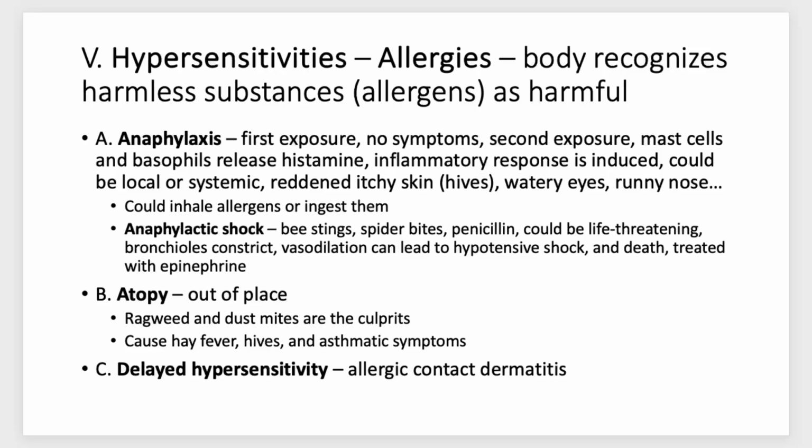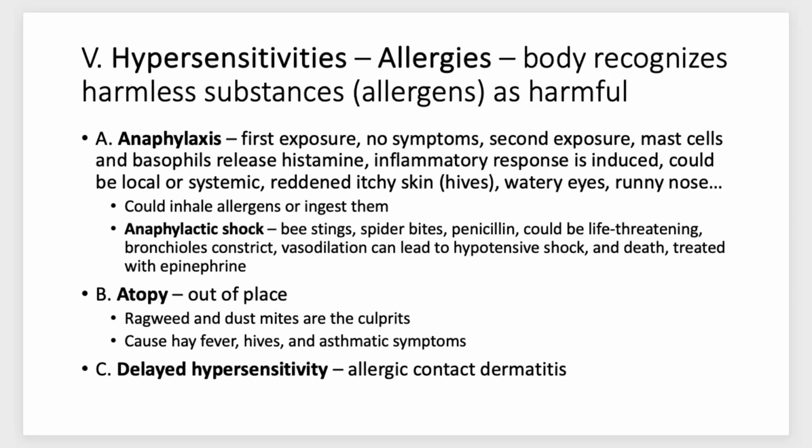So then the second exposure, your mast cells, basophils, they're going to release histamine. You get this inflammatory response. It could be localized to that area, or it could be system-wide. You get reddened, itchy skin. We call that hives, watery eyes, runny nose. So that could come from you eating them, or maybe you inhaled them as some kind of particle. Maybe a certain tree blooms, it gets into the air and you breathe it in.